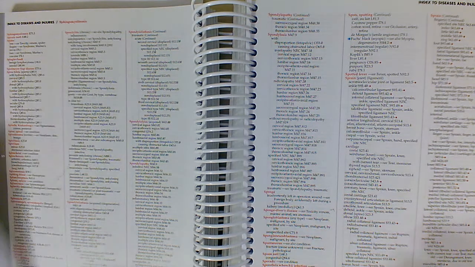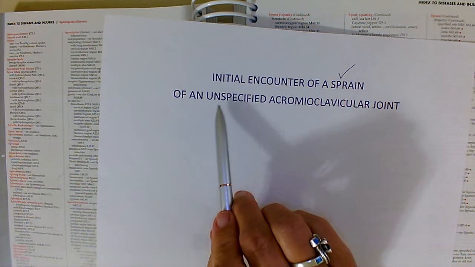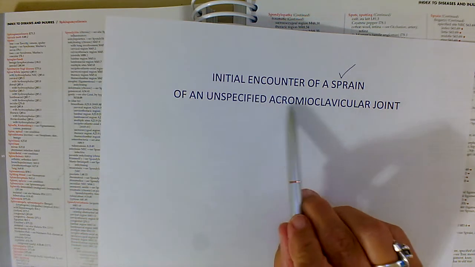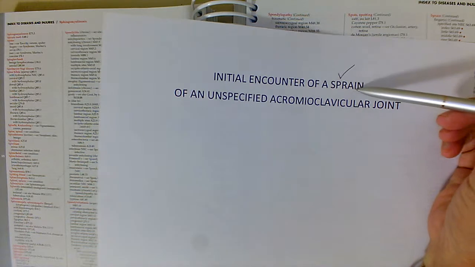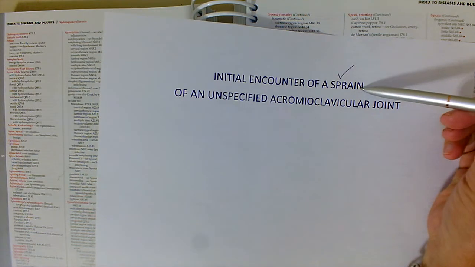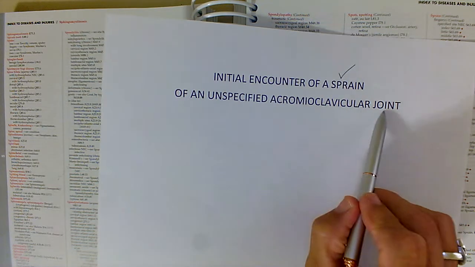Now, what else do we need to know? We need to know initial encounter. We need to know that it's of an unspecified acromioclavicular joint. So what's a little bit more information about the sprain? Because that's going to be our subterm. And it's acromioclavicular joint. So that's the subterm.